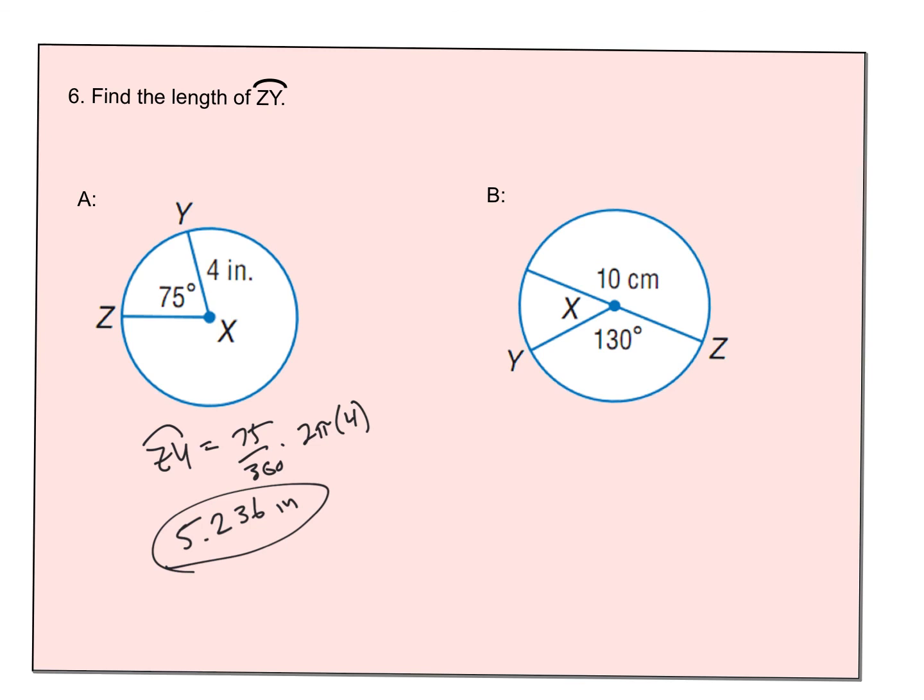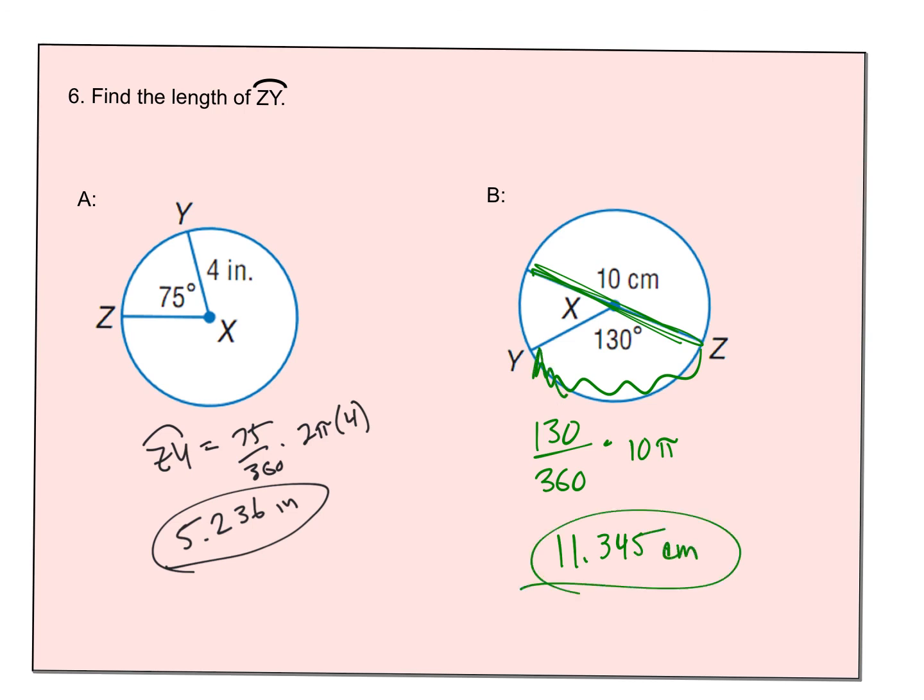For letter B, for ZY, you're going to want 130 degrees over 360 times, and this whole thing is 10, so I can just take 10 times pi. So 130 divided by 360 times 10 pi nets you 11.345 centimeters. And that's all it is. That's how far it is to go from there to there. And that's it.